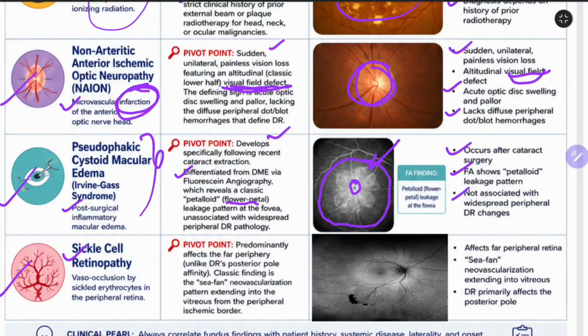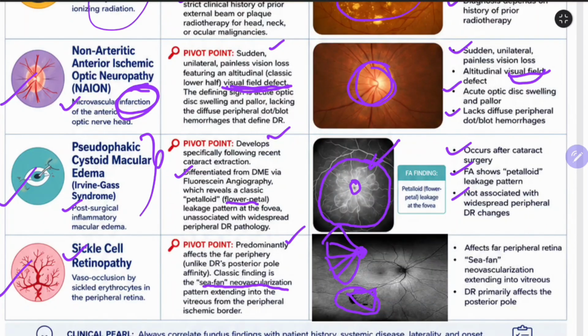Last one is sickle cell retinopathy, vaso-occlusion caused by sickled erythrocytes in the peripheral retina. Important point: it predominantly affects the far periphery, unlike diabetic retinopathy's posterior pole. The classical finding is sea-fan neovascularization, a pattern extending into the vitreous from the peripheral ischemic border. See, this is the periphery, which has a sea-fan like this. The sea-fan will be like this.